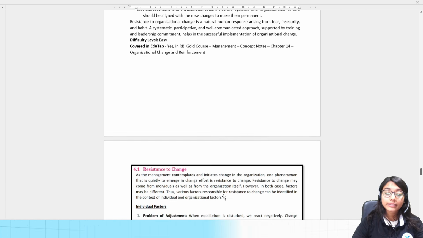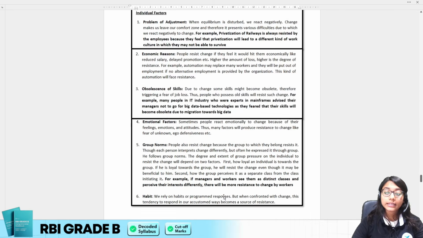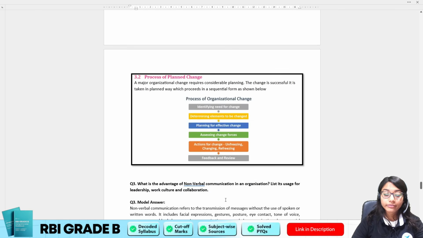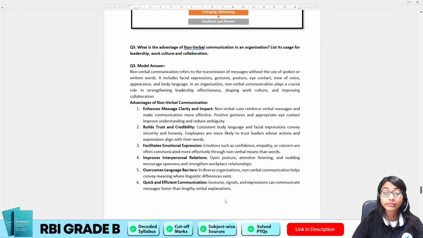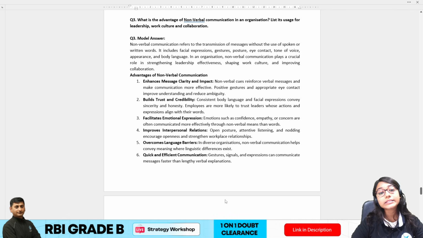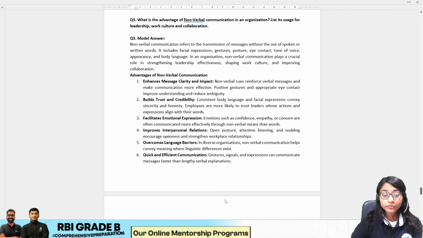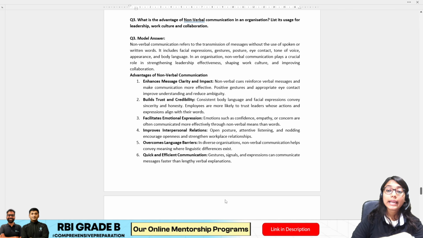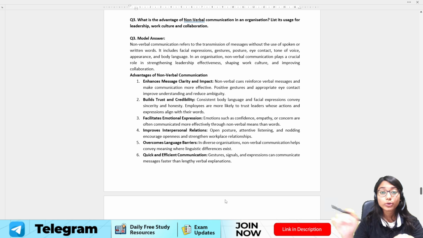Now, if we have a look at the next question, the next descriptive question is, what is the advantage of non-verbal communication in an organization, and list its usage. So again, two parts. Firstly, what is the advantage of non-verbal communication? And second, list its usage. How am I using it in terms of leadership, work culture, and collaboration?